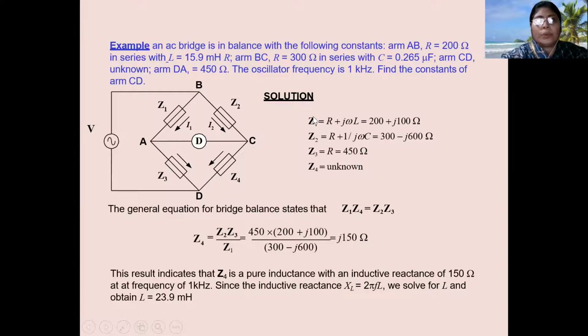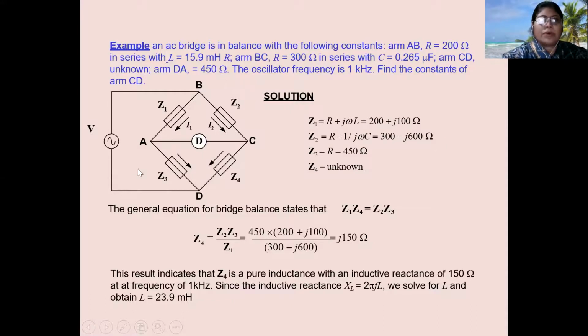Now Z2 is the combination of resistance in series with capacitor. So I can write R plus 1 upon j omega C. The value of the resistance is here 300 ohm. Minus, since j is taken in the numerator, so I wrote here minus j. Now 1 by omega C is 1 by 2 into pi into 1 into 10 raised to 3 into the capacitor value, 0.265 into 10 raised to minus 6. This value is going to give 600 ohms. So Z2 becomes 300 minus j600.